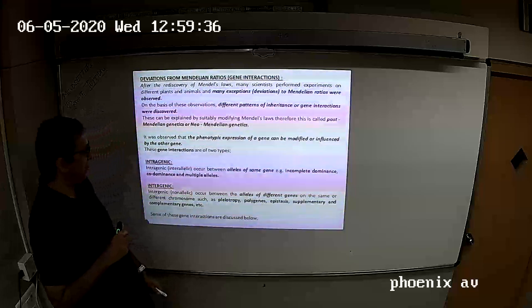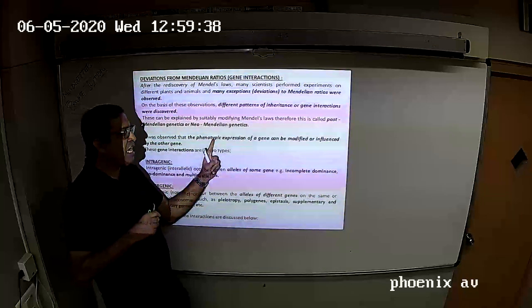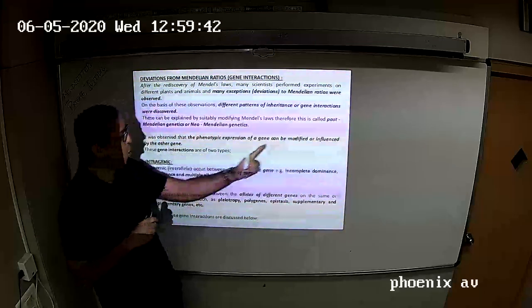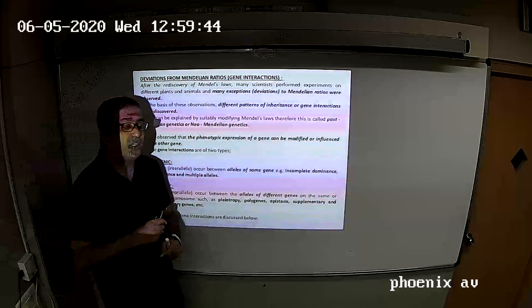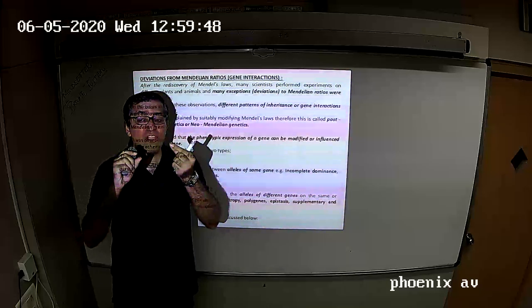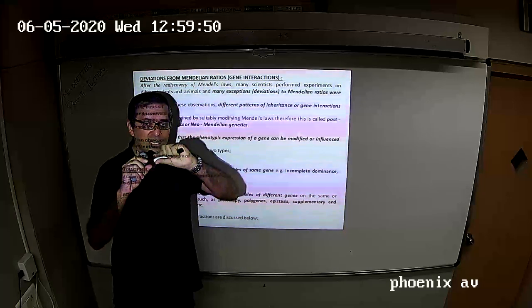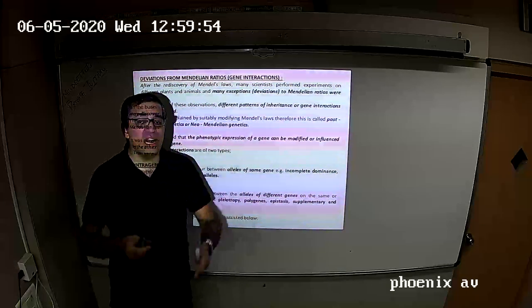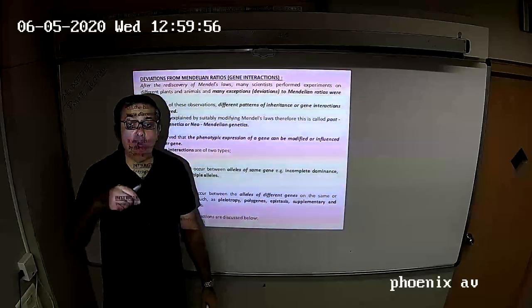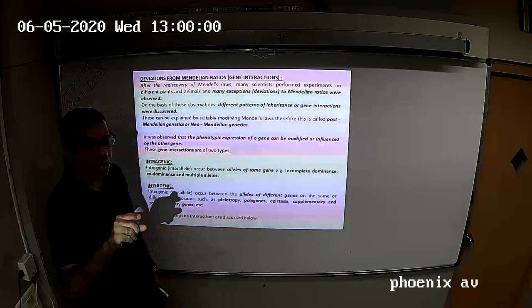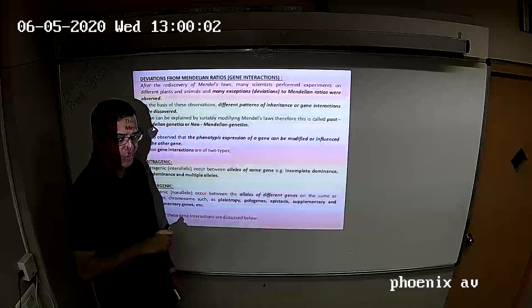What do you mean by this law? The phenotypic expression of a gene can be modified or influenced by other genes. The expression of a gene can be influenced by another gene, and these kinds of gene interactions are called post-Mendelian or neo-Mendelian interactions. Let's see which these interactions were.